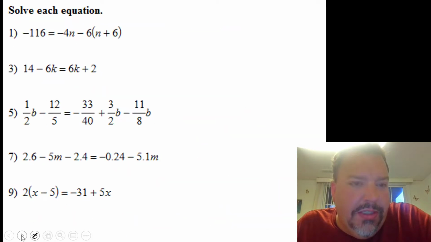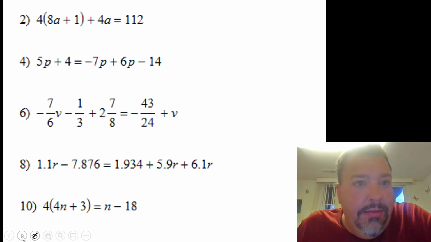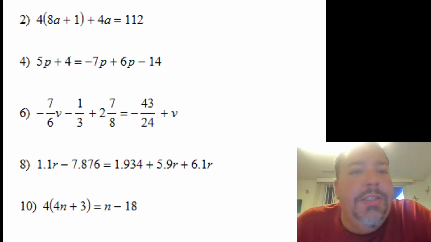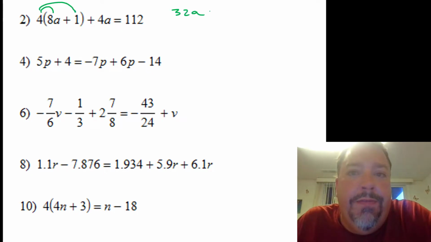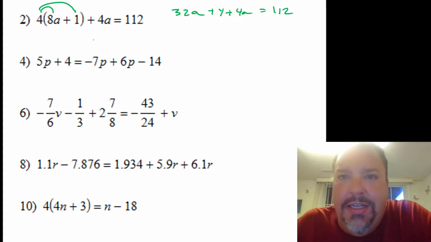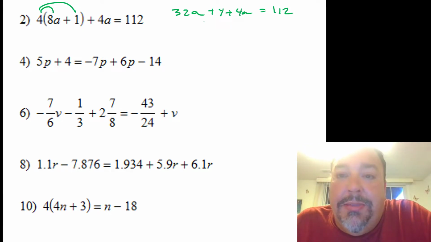You're only going to see one of those on the quiz, so maybe I'll do a couple more examples. So let's go through 2, 4, and maybe the setup for number 6 at least. So for number 2, again, first step is to simplify. We get 32a. Distribute. Here we get 4 plus 4a equals 112. So make sure you simplify the left side, simplify the right side, and then we can simplify it a little bit more. We get 36a plus 4 equals 112.